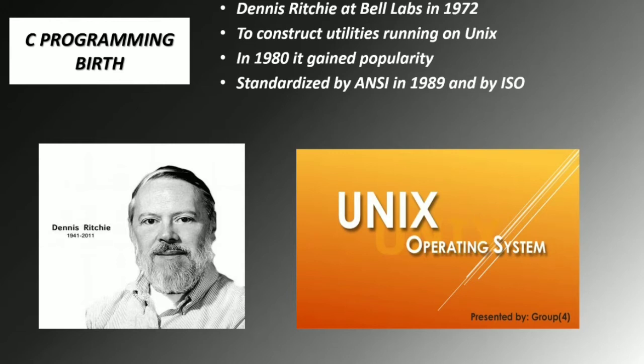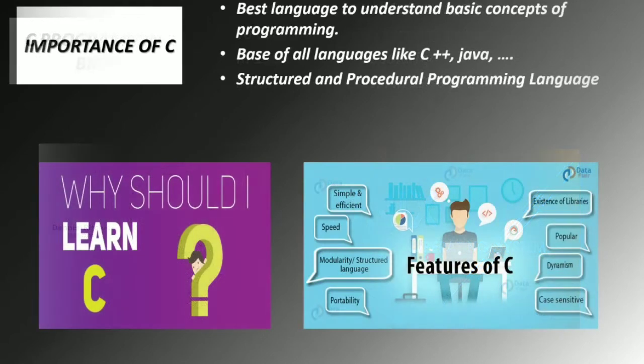C programming language gradually gained its popularity in the hearts of programmers in the 1980s. Then officially in 1989, standardization was provided by American National Standards Institute and also by International Organization for Standardization.